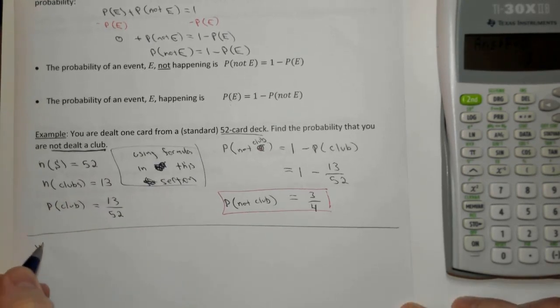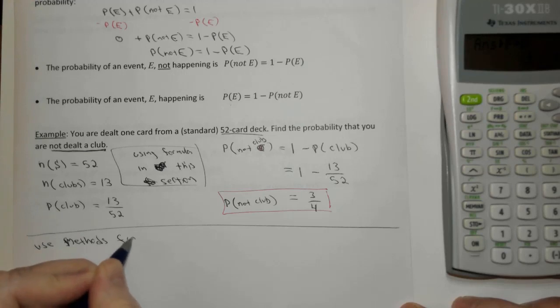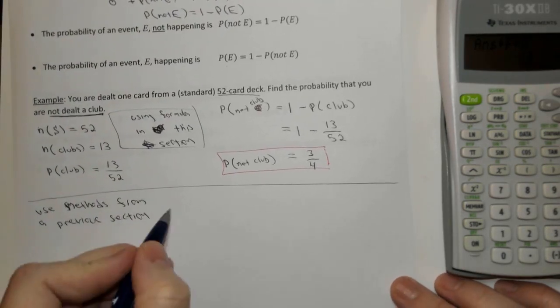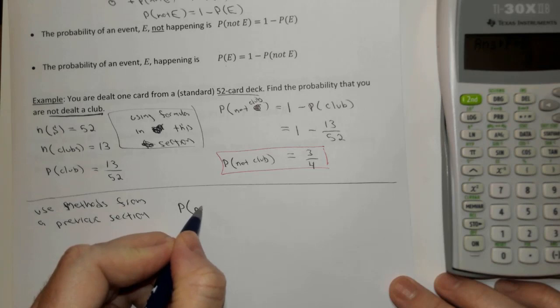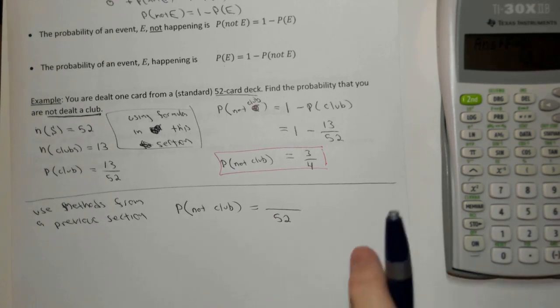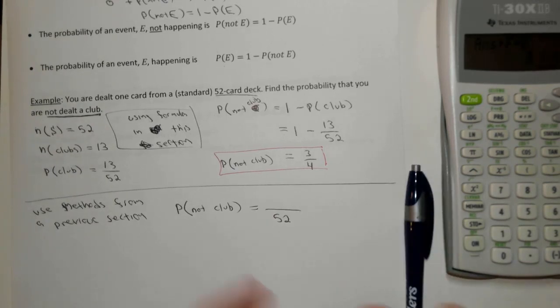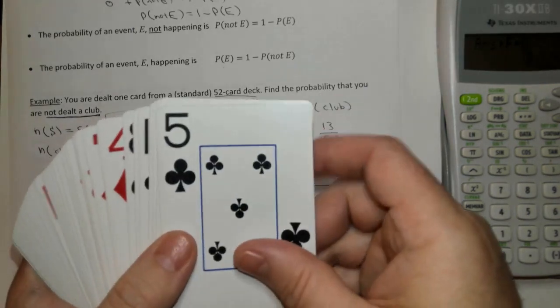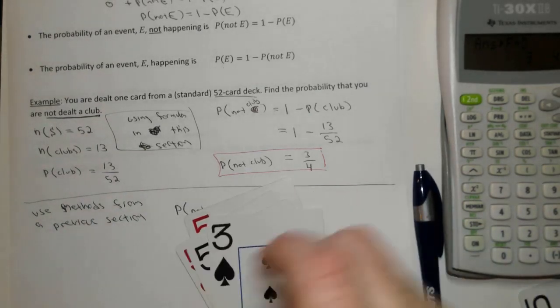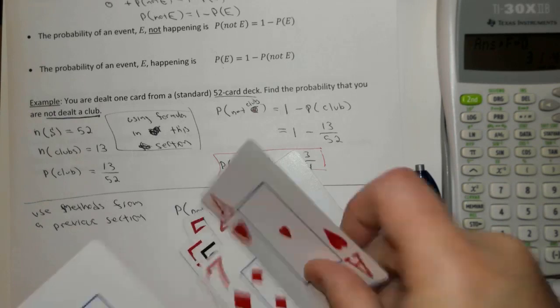If I want to use the formula or methods from a previous section, I could do that. So let's think about what we did in the last one. If I want to know the probability of something not being a club, we already know we're going to divide by 52. How many of these cards in this deck are not clubs? I could count everything that's not a club, but you probably realize we don't have to go through all of that, right?